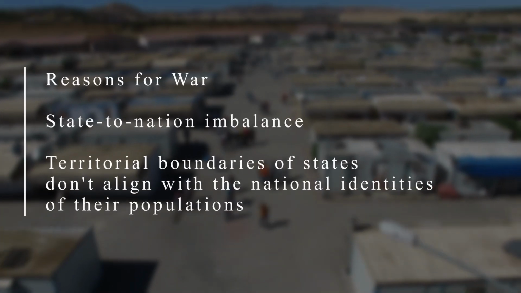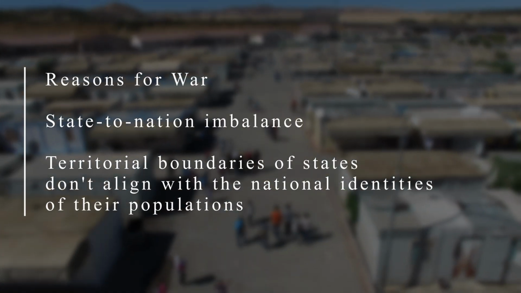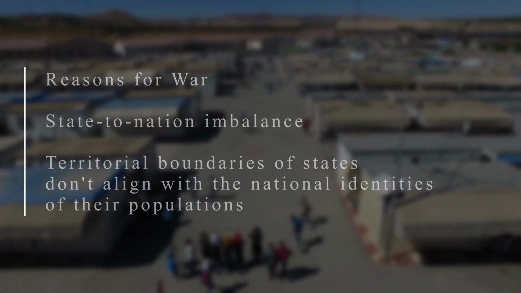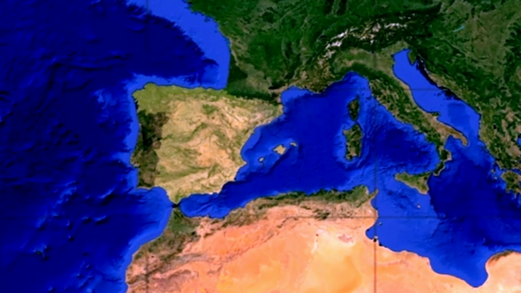States go to war for various reasons, however. Benjamin Miller points to the state-to-nation imbalance as a primary cause. This imbalance occurs when the territorial boundaries of the state don't align with the national identities of their population. In regions where the imbalance is high, the risk of conflict increases for several reasons.